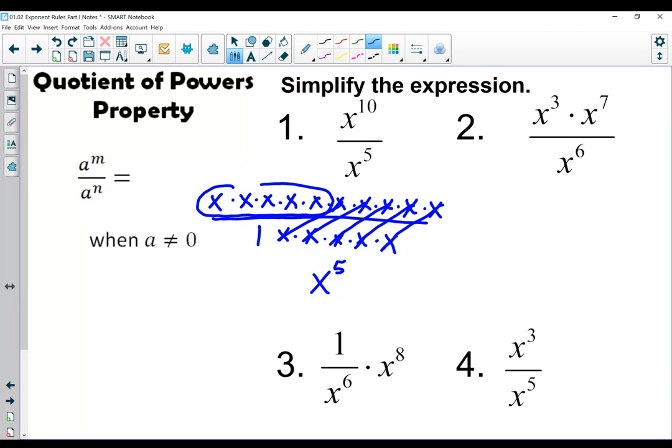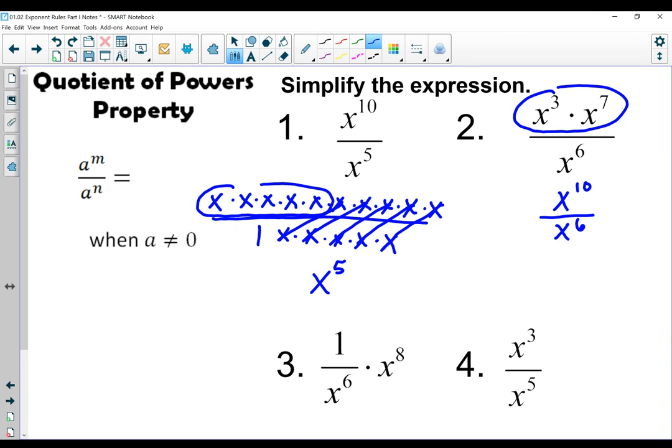On problem 2, I am going to go ahead and simplify my numerator first using what we learned in our last activity, our last set of examples. I know if I have x to the third, that means 3 factors of x that are written out. X to the seventh means 7 more factors of x written out. So altogether, I would have 3 plus 7, or 10 factors of x. So now I have x to the 10th over x to the 6th.